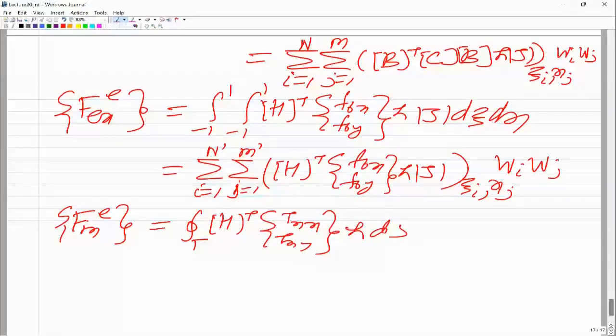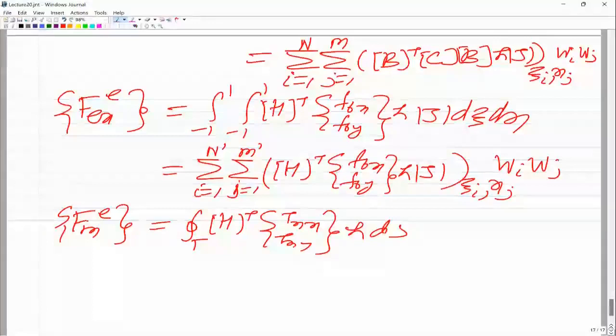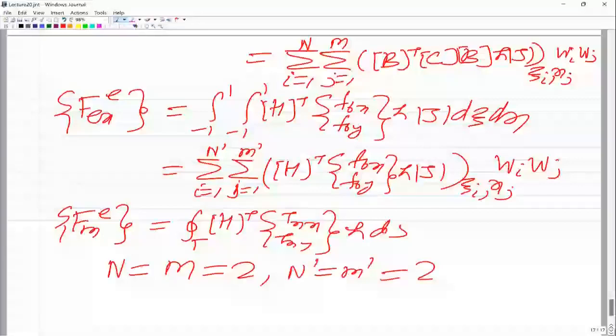Here you will find that n and m follow the same logic used for the heat conduction problem. N and m would be 2 and 2, and you can use n dash and m dash also equal to 2, but actually what is required is 1 and 1. So n dash and m dash are 1, and n and m are 2 and 2. So this is how the whole element formulation is done.